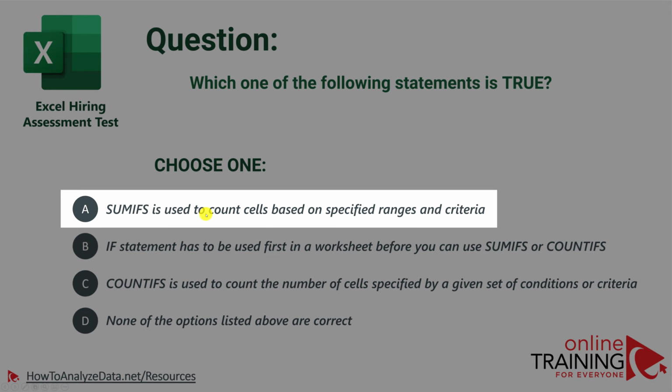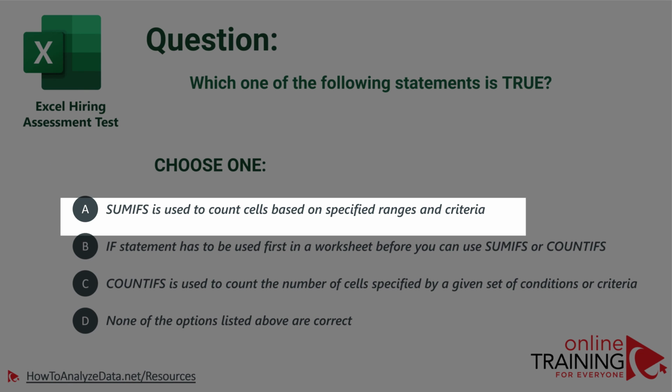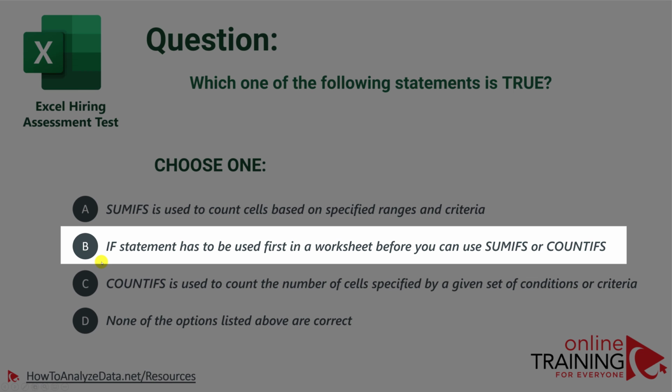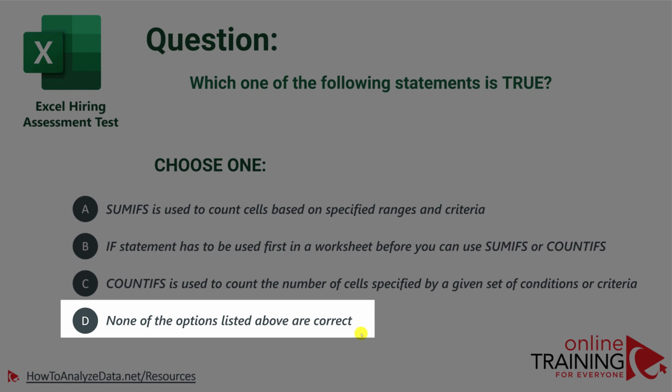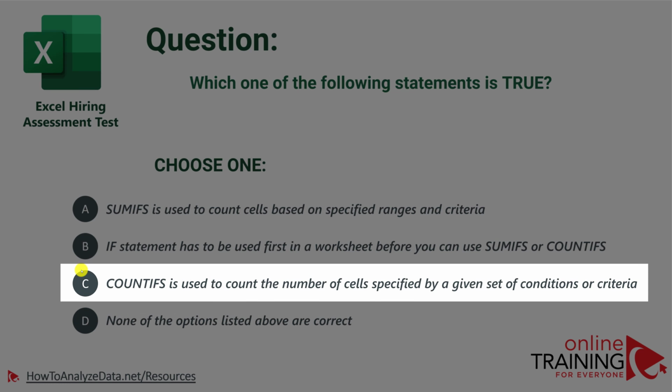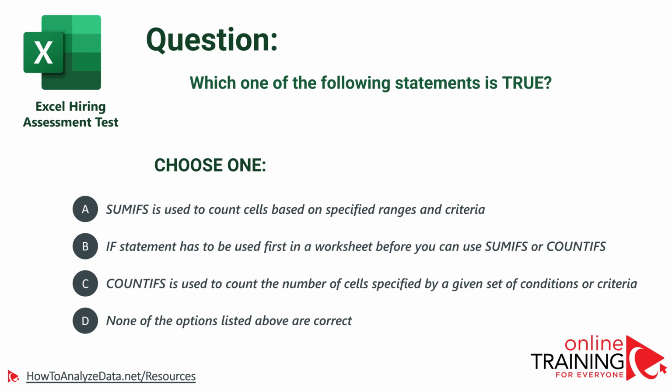And choice A tells you that the SUMIF function counts cells based on a specific range and criteria, which is incorrect, because SUMIF functions sum the values based on the specified ranges and criteria. Choice B is also incorrect, because there is no such limitation that an IF statement has to be used first in the worksheet before you can use SUMIFS or COUNTIFS functions, which automatically makes choice D incorrect as well. So the only true statement here is choice C. COUNTIFS is used to count the number of cells specified by a given set of conditions or criteria.